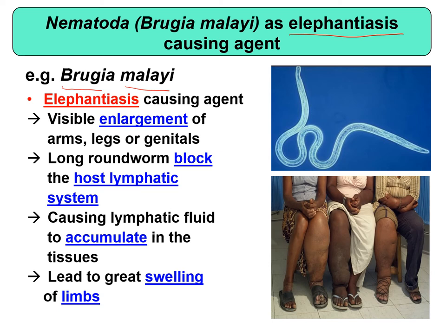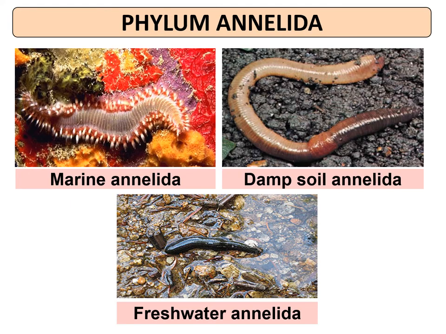Maknanya dia daripada ia adalah disebabkan oleh cacing. So what happened when Brugia malayi, a roundworm, stays in the lymphatic system, either in the nodes or in the lymphatic vessel. So it blocks the lymphatic system. So when it blocks, the lymphatic fluids will accumulate in the tissue. So akan menyebabkan bengkak, swelling of limbs. You see? Okay. So that is the importance of nematoda.